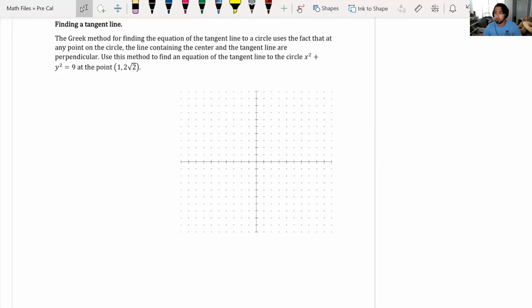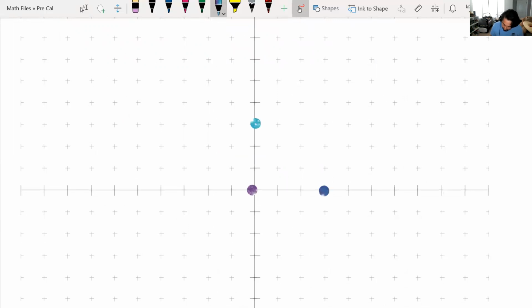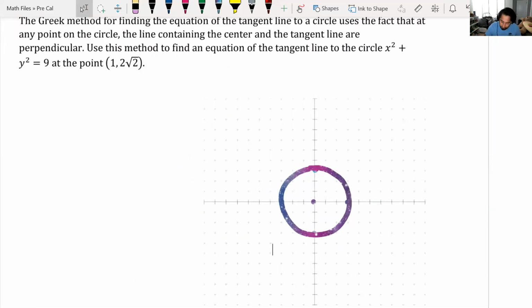Okay, so first thing we should notice is that they're giving us a circle at the origin, x squared plus y squared, with a radius of 3. So let's go ahead and draw that first. It's good to have a visual first. So center's there, and then 3, 3, 3, 3. All right. And then it says we are looking at the point 1, 2 square root of 2. So let me draw that on here. 1 and 2 square root of 2 is approximately 2.82. So we'll say this point right here. Okay, so our job is to find the tangent line for this point.